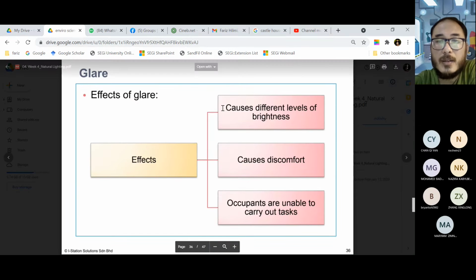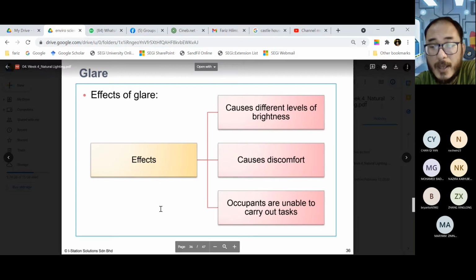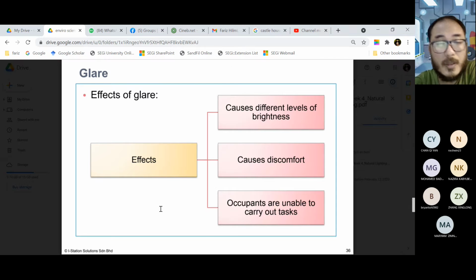Effects of glare: different levels of brightness cause discomfort. Occupants may be unable to carry out tasks. So glare is very problematic when you are working or doing something important. For example, driving. Correct? When you are driving, this is the most dangerous time, when you are facing the sun, sunset or sunrise. It will happen to you.